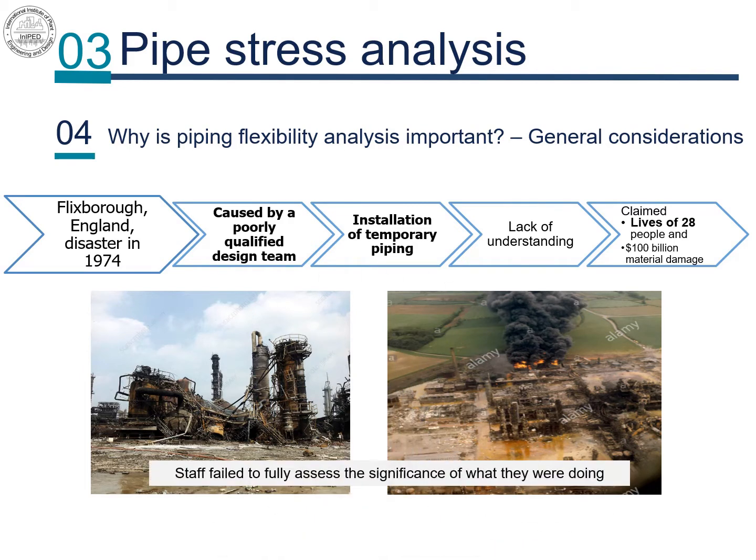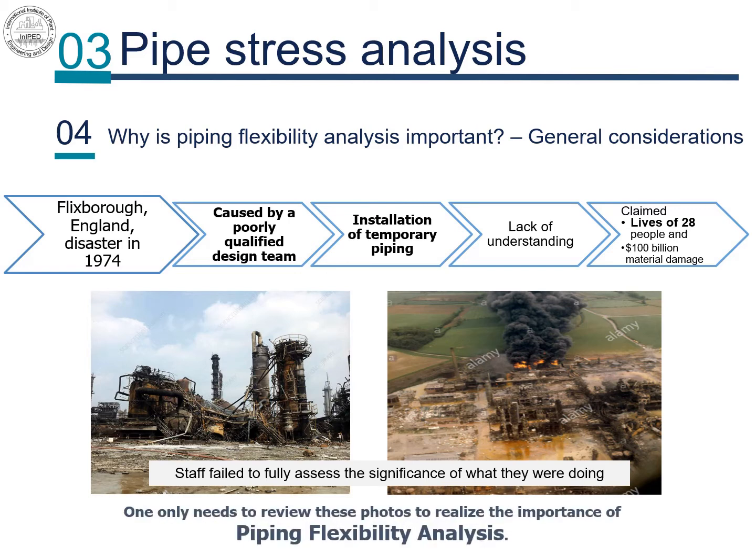So the decision was made to restart the process without inspecting the other reactors to determine if similar cracks existed. While calculations were made to confirm that the 20-inch pipe could withstand the normal working pressure, no consideration was given to the bending moments or hydraulic thrusts that would be imposed on the assembly. There was no reference made to vendor manuals for the expansion bellows, nor to relevant British standards. One only needs to review these photos to realize the consequences and to link that with the importance of piping flexibility analysis. The details of the accident can be found on the internet.